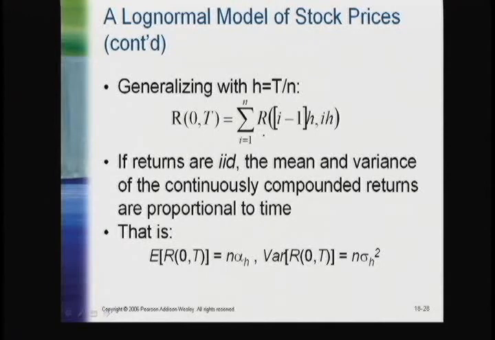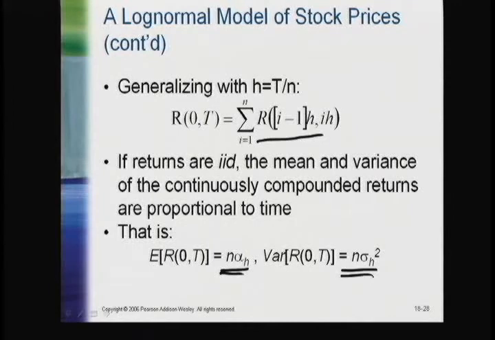Once again, if the returns are IID, independent and identically distributed, and they have a mean and a variance, then what we find is that the mean and the variance of the full period return are proportional to time. That's what these formulas tell us. And this goes back to a point I emphasized earlier: when we're looking at returns, it's the mean and the variance that we assume are proportional to the interval of time, not the mean and the standard deviation. And you see why that's true.